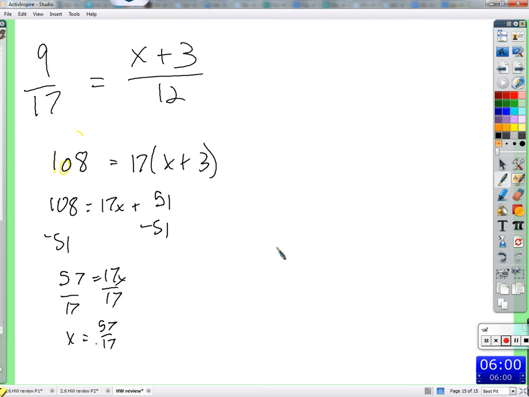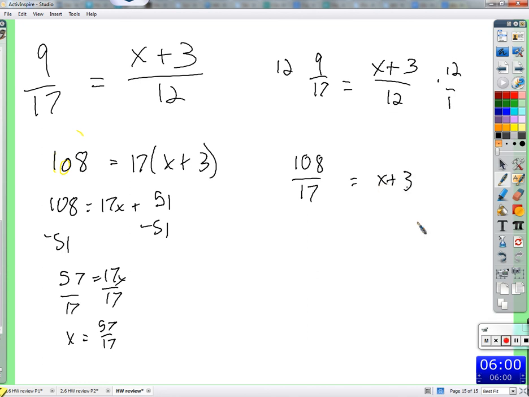Now, I will not cross multiply. I will just get rid of the denominator on the side with x. How would I get rid of that 12? Multiply by 12. No distributing. No anything crazy. Okay. We get 108 over 17 equals x plus 3. And then what? Subtract 3. 108 over 17 minus 3 equals x. I'm done. Then get common denominators, put those together, and I'll still get 57 over 17.